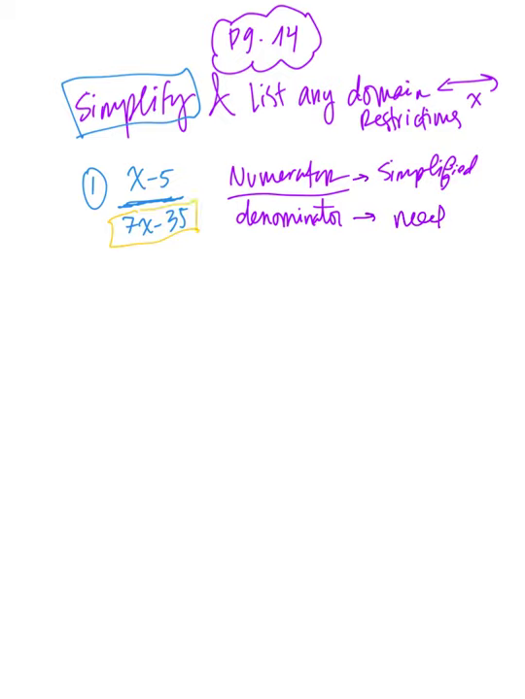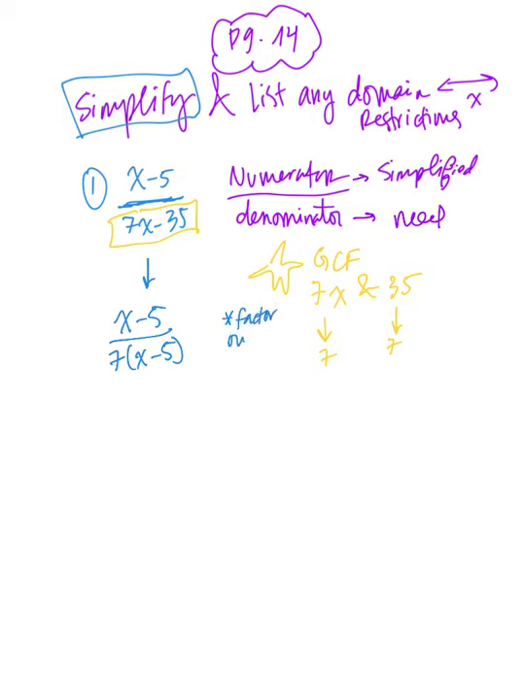Greatest common factor. In 7x and in 35, there lives a number, and it's 7. So we are going to factor out a 7. I'm going to go back through with green. I leave the numerator and factor out a 7 from the denominator. That's what we did.